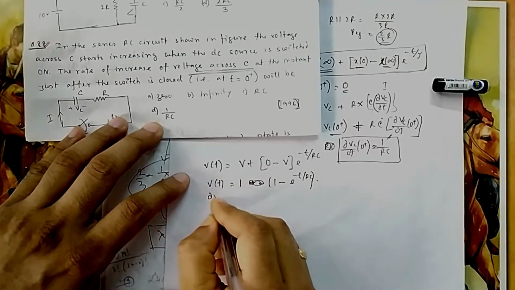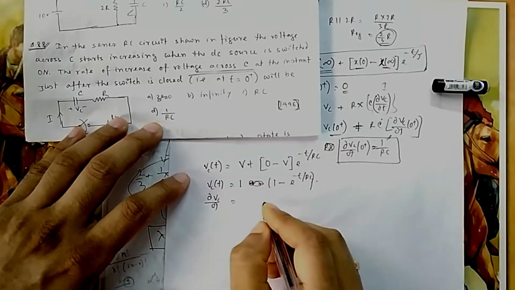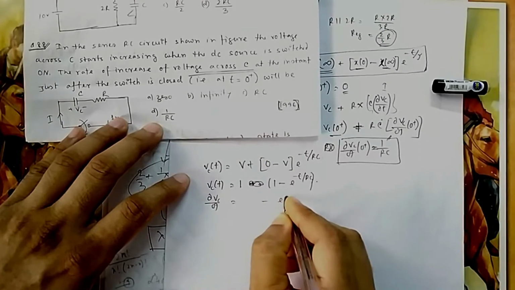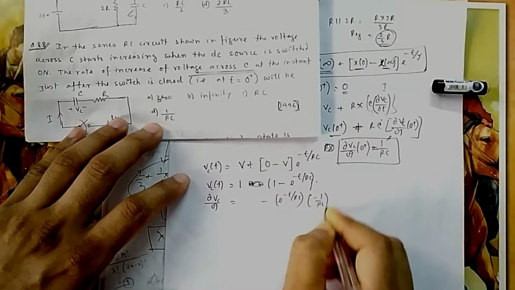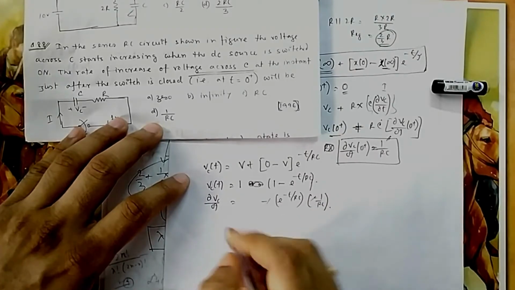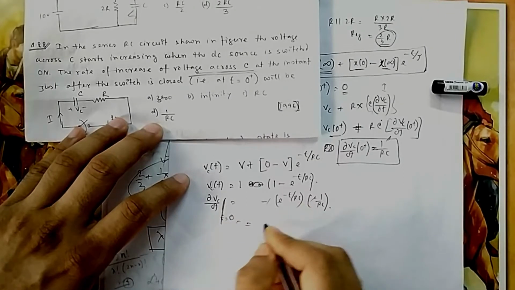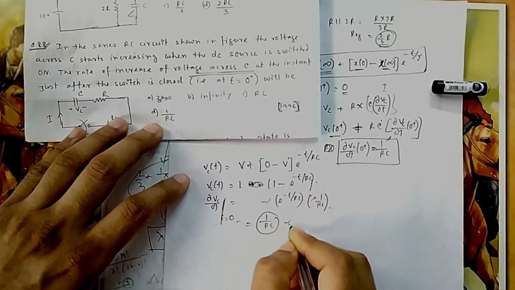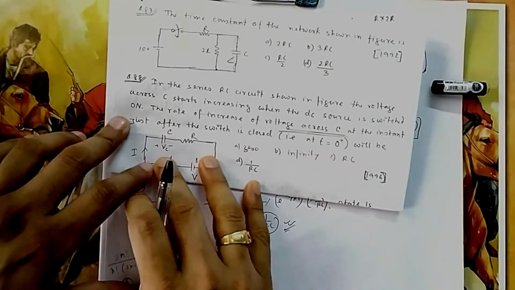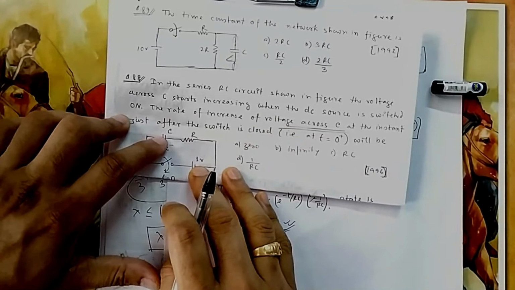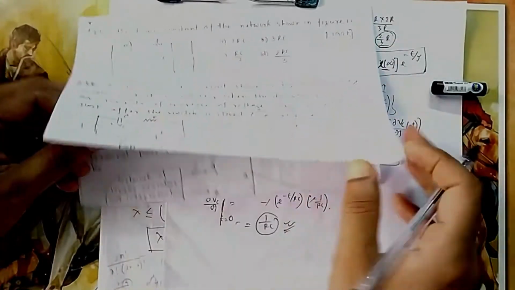Now if you differentiate it, dVc/dt, what will it be? It will be minus e to the power minus t by RC, and then minus 1 by RC will also come, so minus minus will get cancelled. At 0 plus you put t equal to 0. e to the power 0 is 1, so it is 1 by RC. So you got the answer. If you keep it on for infinite time, it will be charged up to 1 volt, until full voltage comes across.